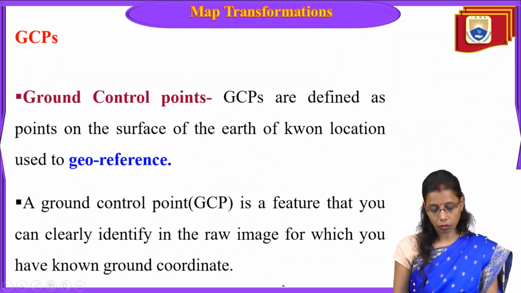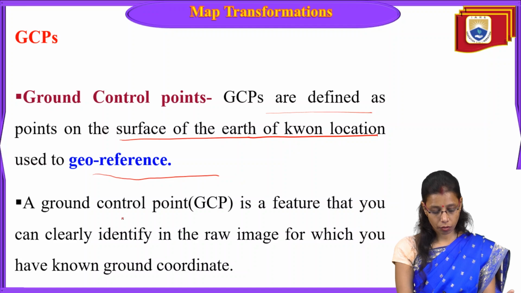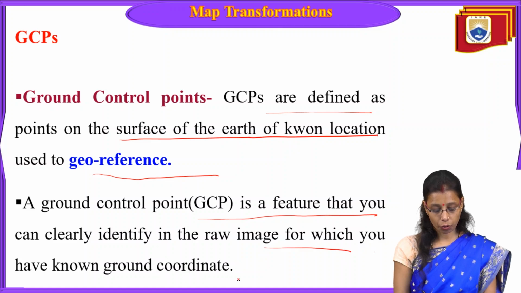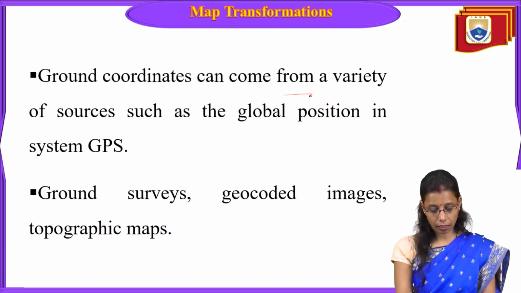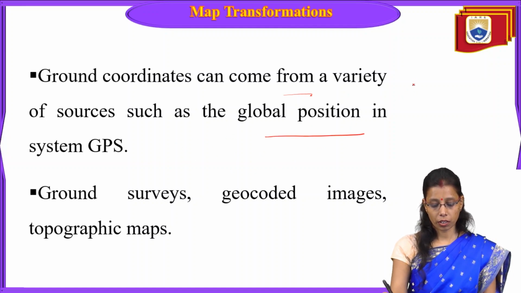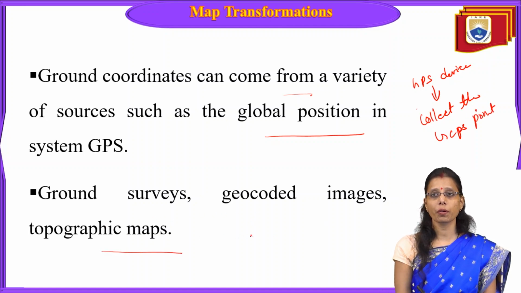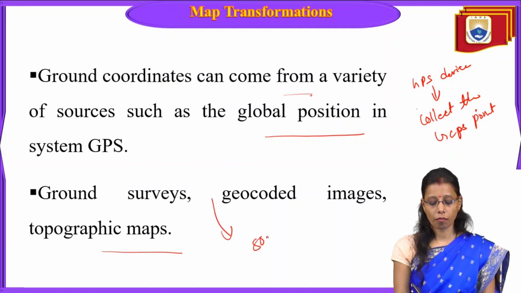Now, GCPs, ground control points, are defined as points on the surface of the earth of known location used to georeference. We have already discussed GCPs. A ground control point is a feature that is clearly identified in a raw image for which you have known ground coordinates. Ground coordinates can come from a variety of sources such as the global positioning system. The global positioning system is the GPS device, used to collect GCP points.